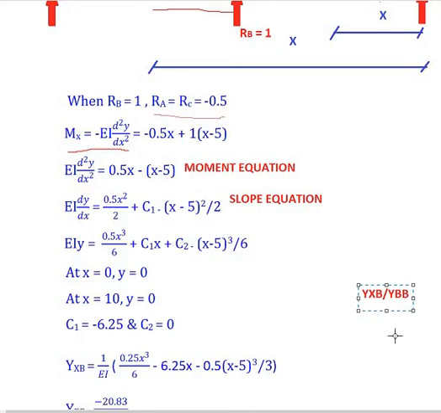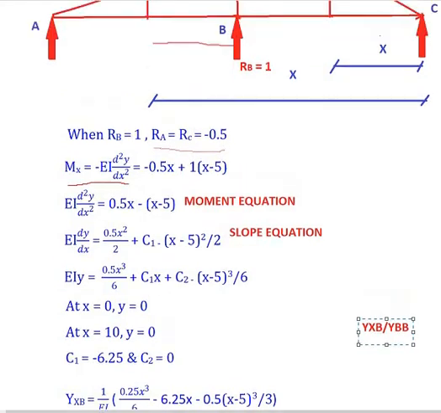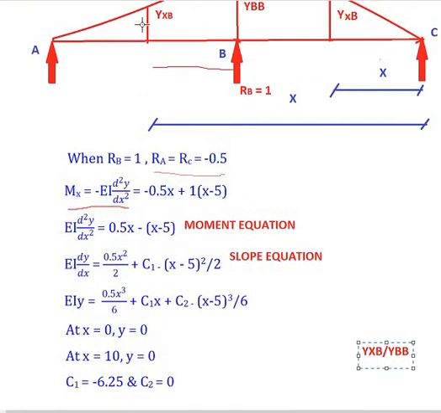Before framing this deflection influence line ordinate for the reaction at B, we have to find out the constants C1 and C2. Here we can see C1 and C2 are those two constants. Usually we need two boundary conditions to solve those two constants. So what are all the boundary conditions? At x equal to 0, y is 0.